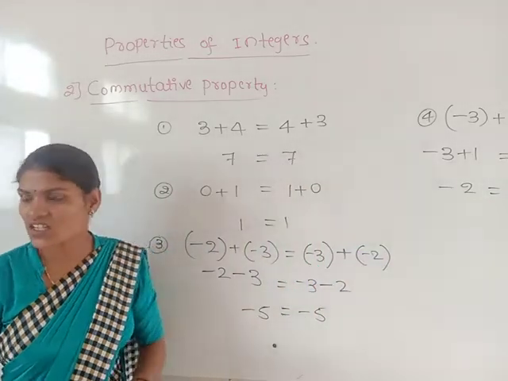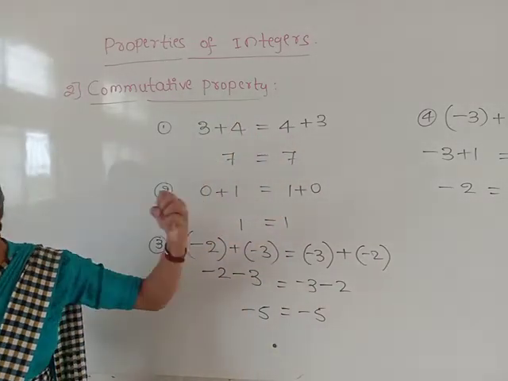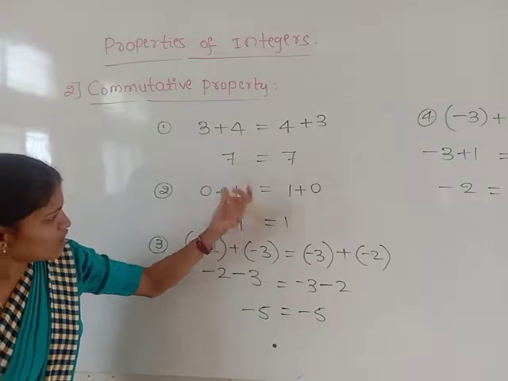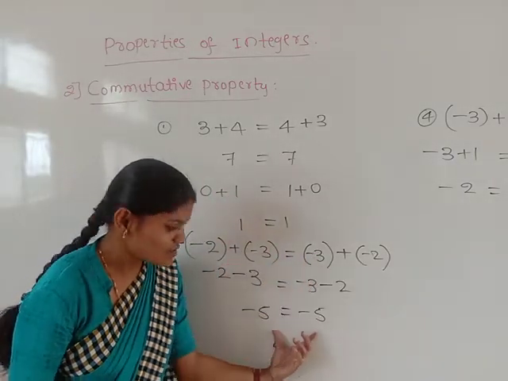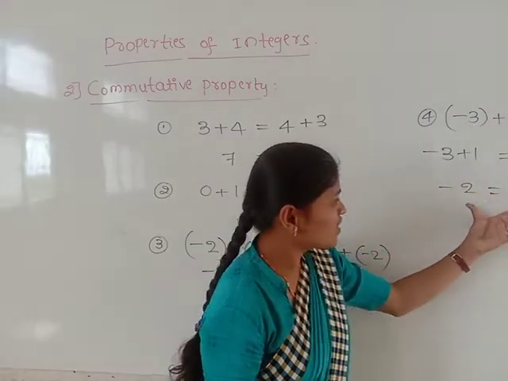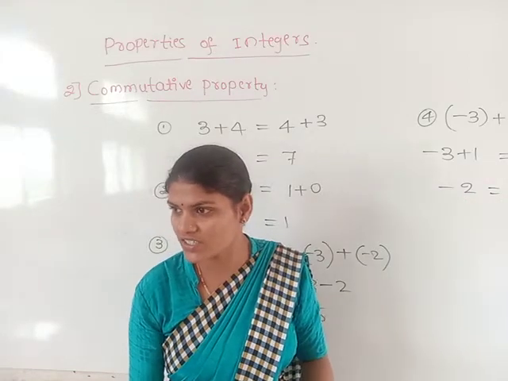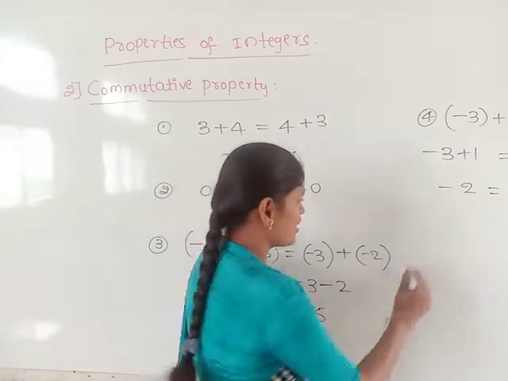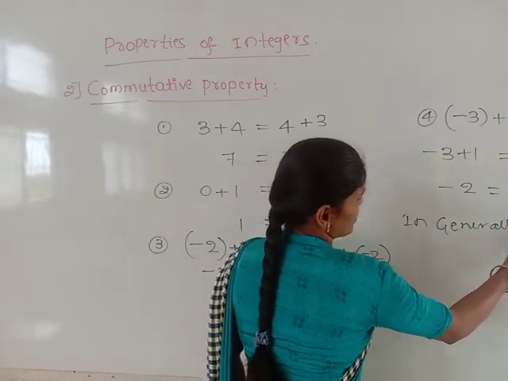Yes, in this condition also, your sum is the same. When both are positive numbers, same answer. When one is zero and one is a positive number, same answer. Both are negative numbers, same answer. One positive, one negative, then also the same answer. Means, in general, shall we decide this property?